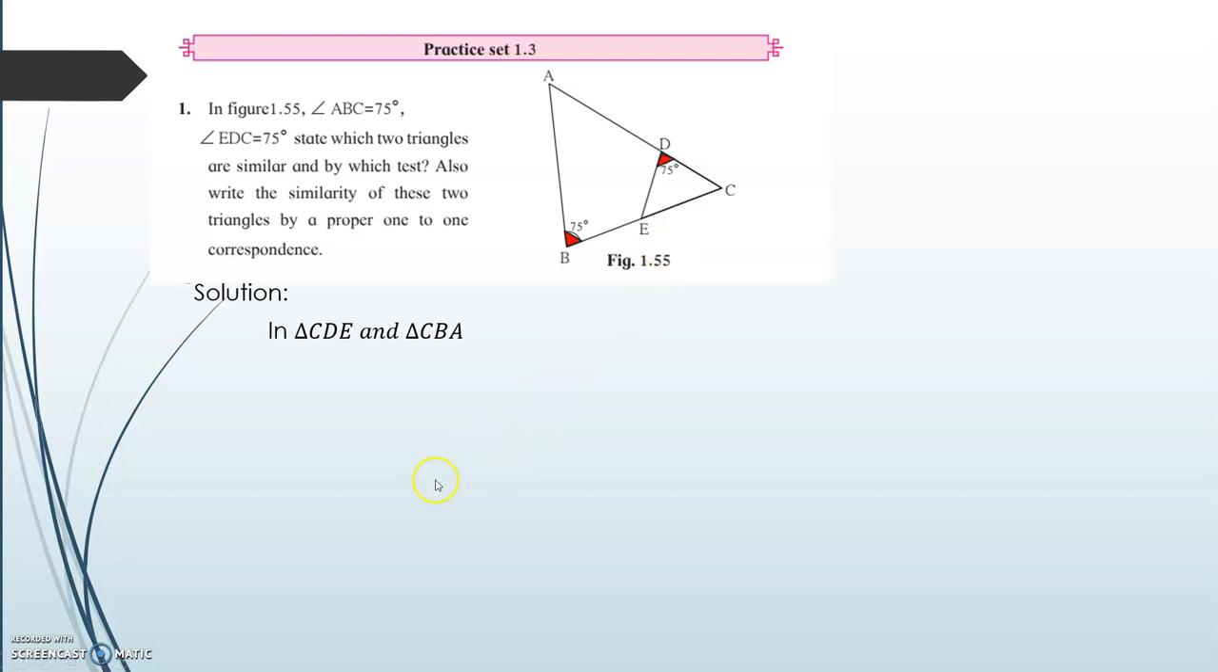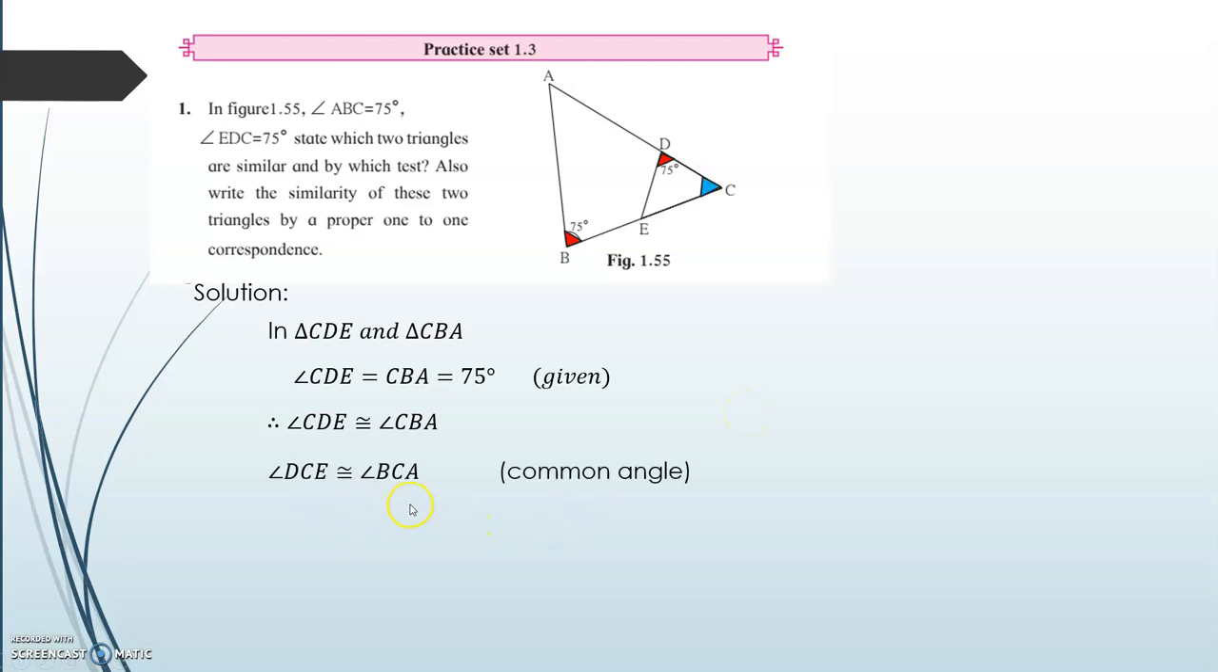That is, these two angles are congruent. So angle CDE equals angle CBA equals 75 degrees, given. Therefore, angle CDE is congruent to angle CBA. Also, we know that angle C is a common angle for both the triangles. So we can write that also angle DCE is congruent to angle BCA, common angle. And therefore, we get two angles to be congruent and therefore we can say the two triangles are similar by AA test of similarity.